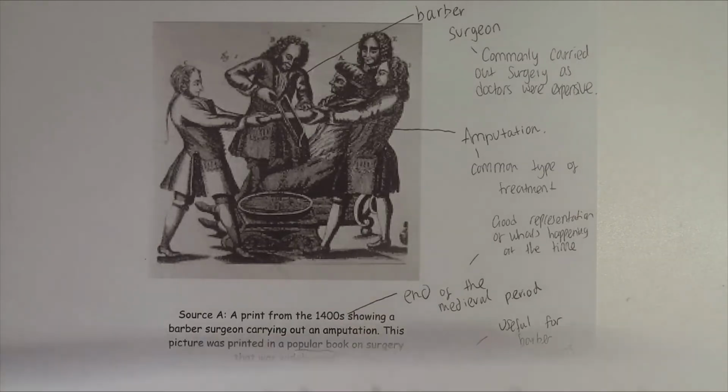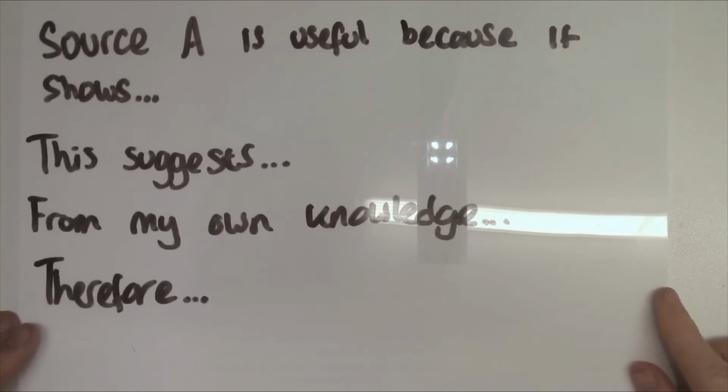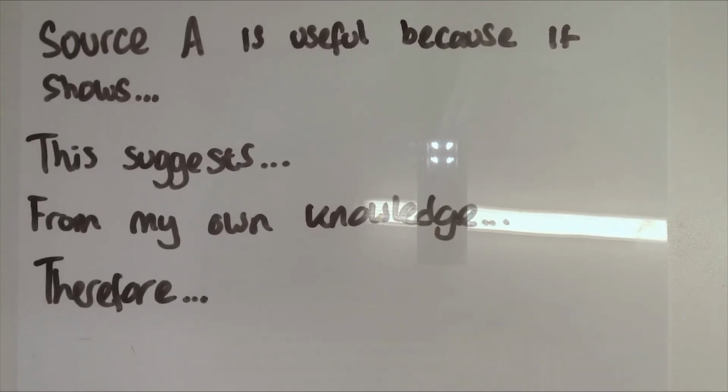Now to write our PEEL paragraphs, we're going to use the standard sentence starters we always use. Number 1, source A is useful because it shows. What can you physically see in the picture? You can see barber surgeons, you can see them performing an amputation. You then need to tell me what this suggests about surgery or about medicine in medieval times. From my own knowledge, you then need to include your own contextual knowledge to back up what you can see in the source. We've already done that on our annotation.